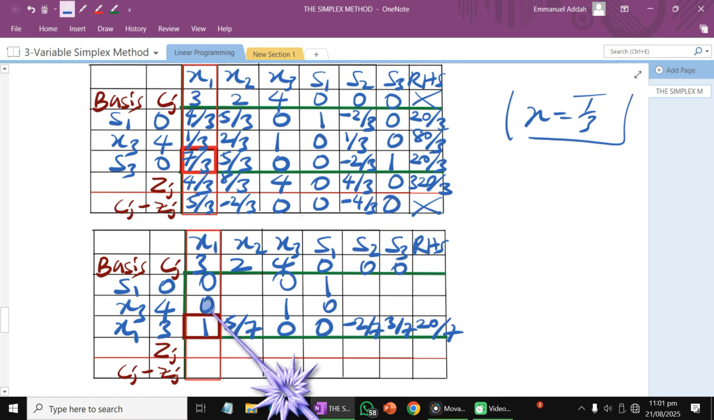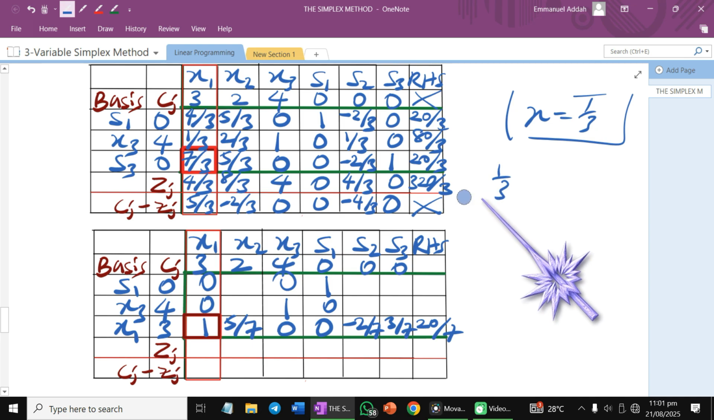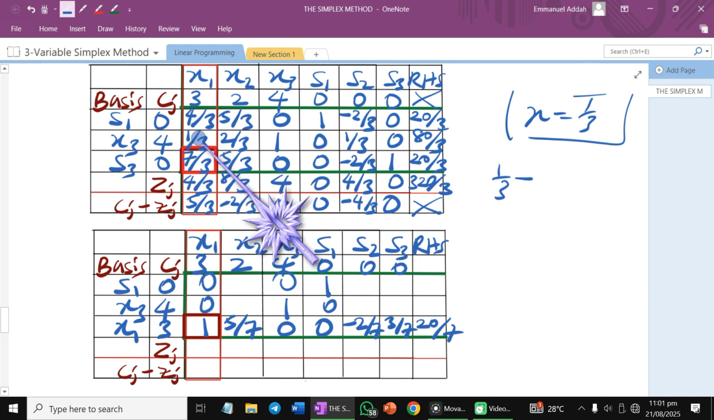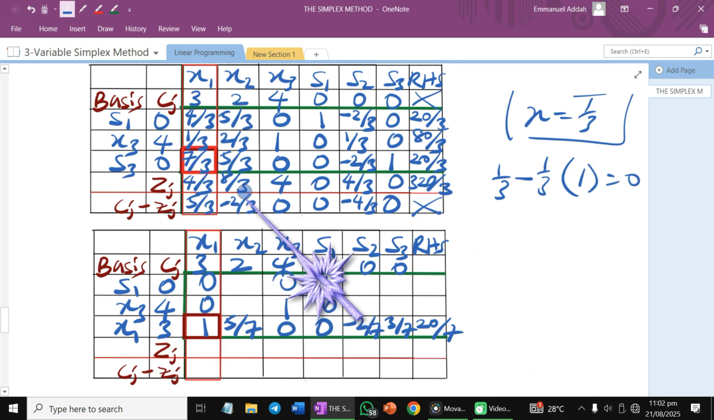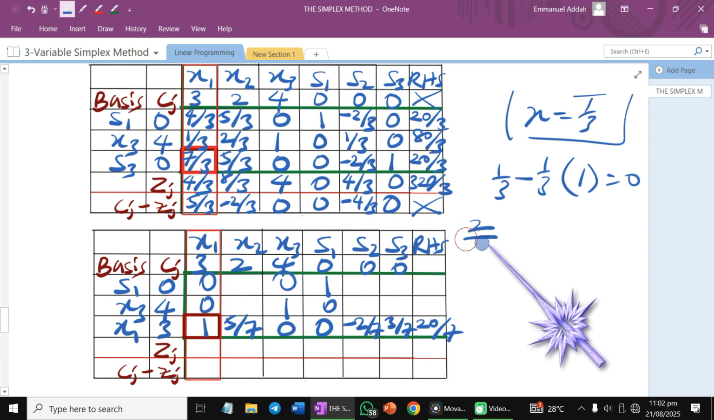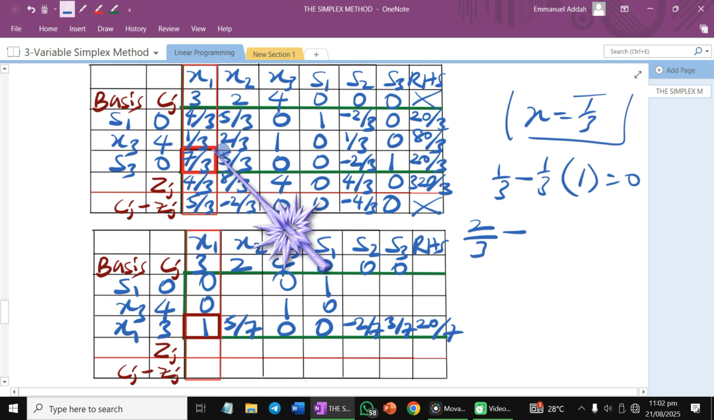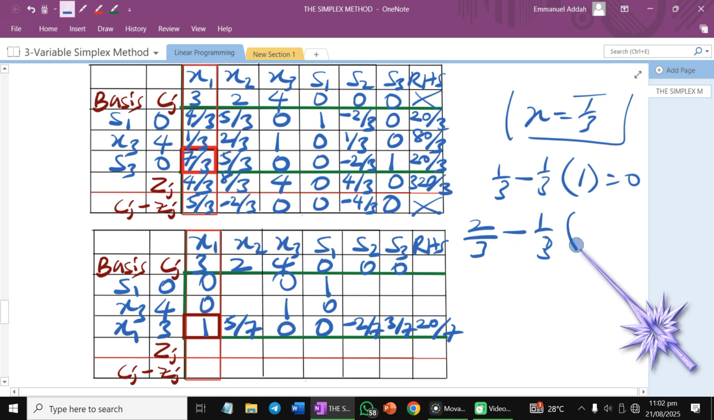For example, for you to get 0 here, the old value here is 1 over 3, minus this value here, which is our X, 1 over 3, times the new pivot row entry, which is 1. Put in 1 there. So this will give you 0, okay? So we're going to use X to get all of those values. We call it 2 over 3, this point now. To get this value here, will be what? The old value 2 over 3 minus our X here, 1 over 3, into the new value here, 5 over 7.